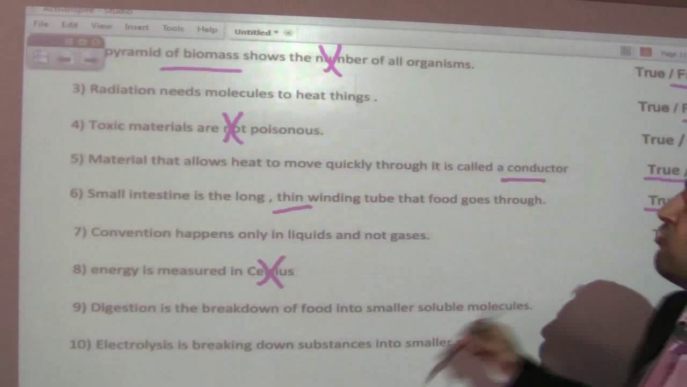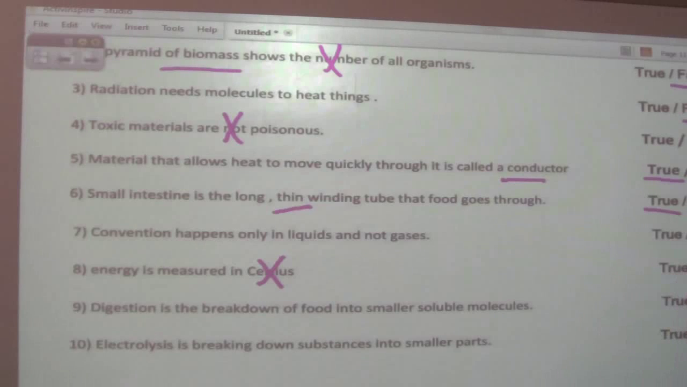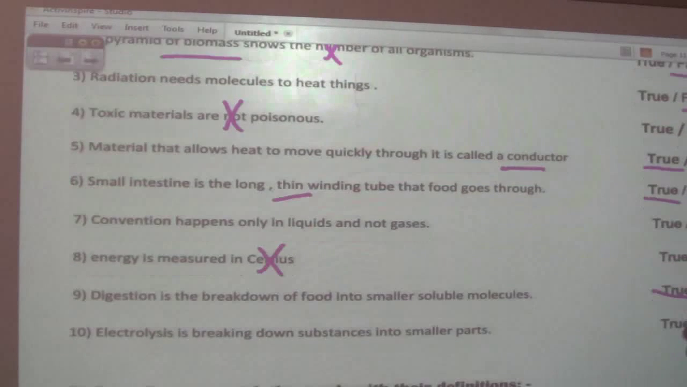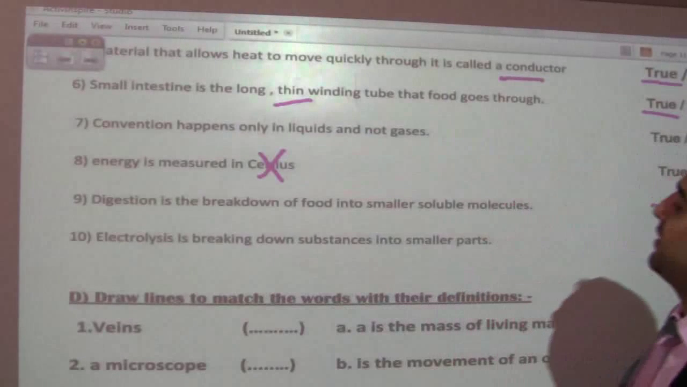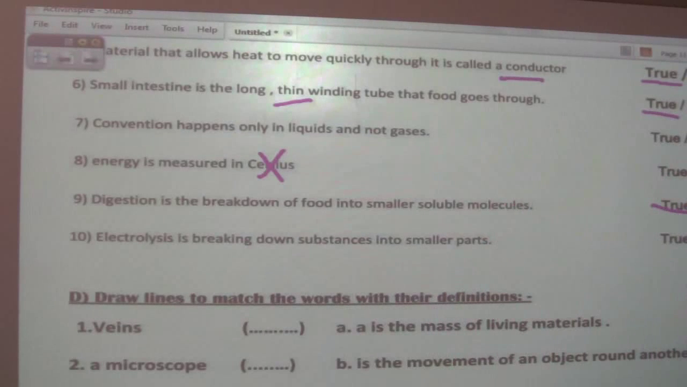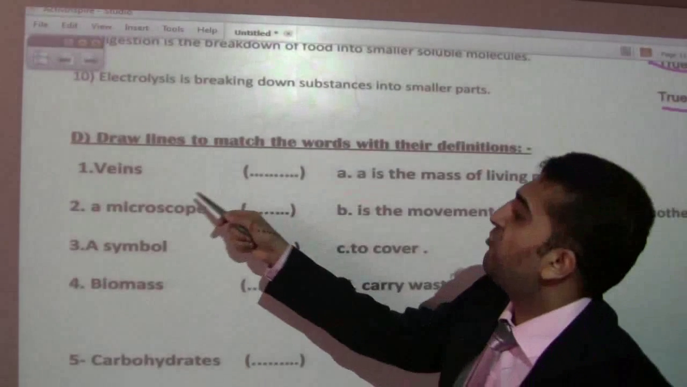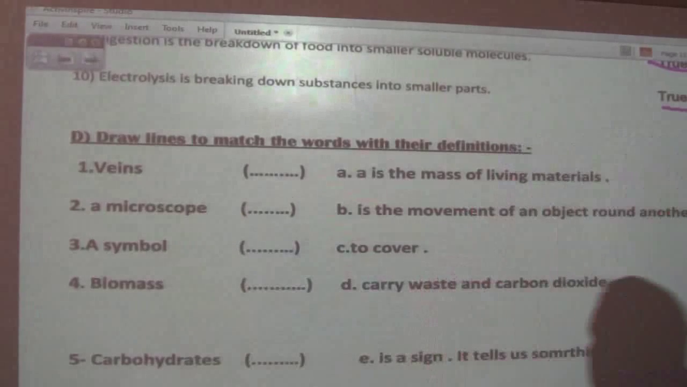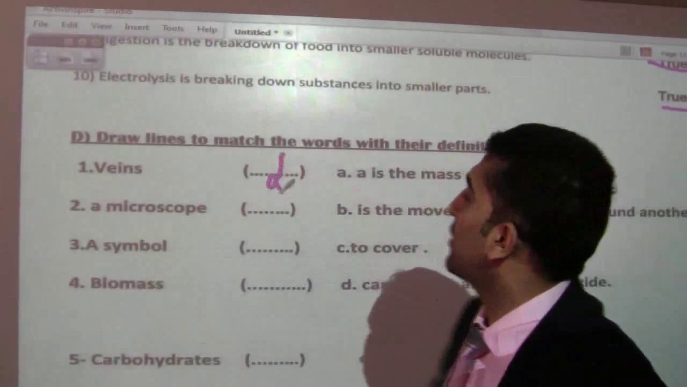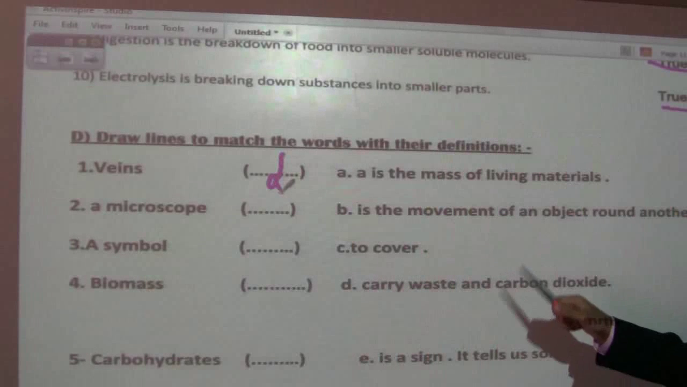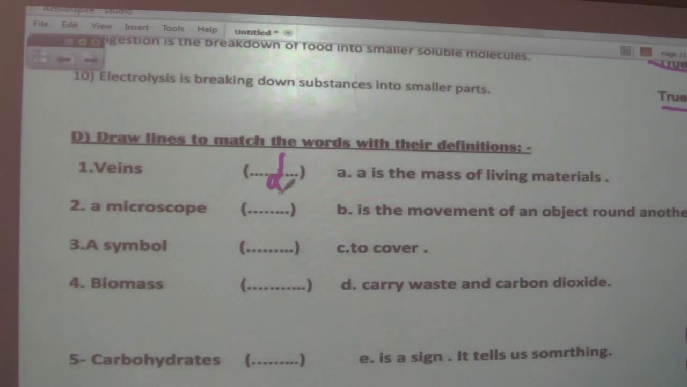Okay? Digestion is the breakdown of food into smaller soluble molecules. Yes, it's true. Electrolysis is breaking down substances into smaller parts. Yes, true. The last question we will match now. Veins carry waste and carbon dioxide. A microscope, yes, here.